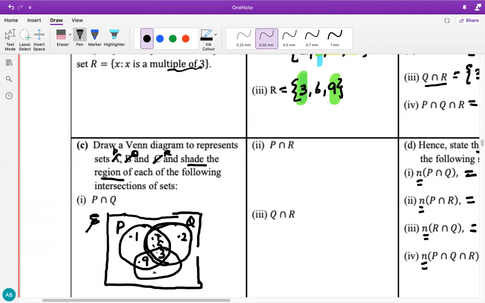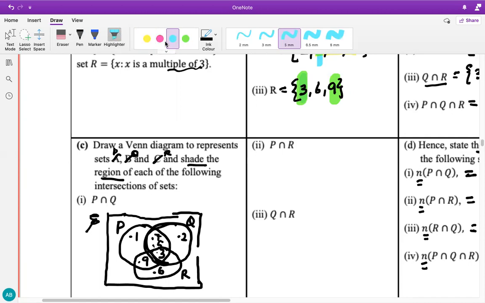Okay, so this is 6 here. So this is set R. So meaning that from here, you can see that Q intersect R only has 3. So here is empty. Empty means nothing inside, right? So how to shade P intersect Q?